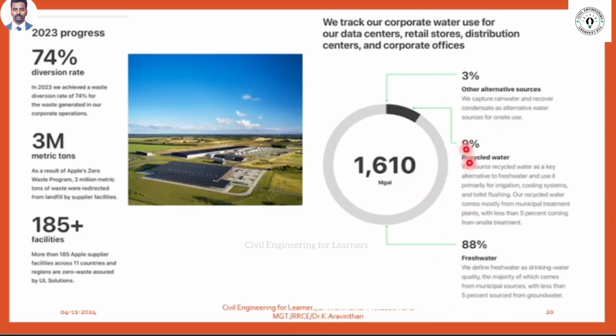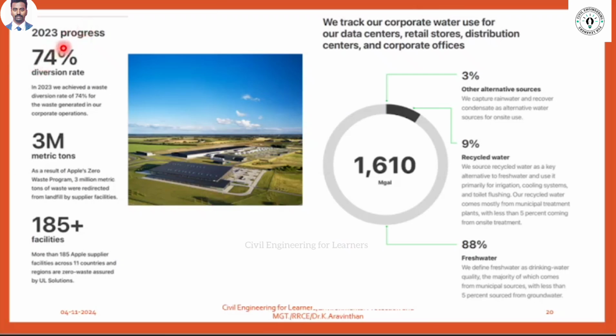Now 9% they use recycled water. That means during the manufacturing process some water they recycle and they use. 3% of water is captured as rainwater. They have installed a rainwater service. On the rooftop they have solar panels. Below that they have a rainwater harvesting system. They take that water and use it for manufacturing and other processes. So this is their achievement in the year 2023.